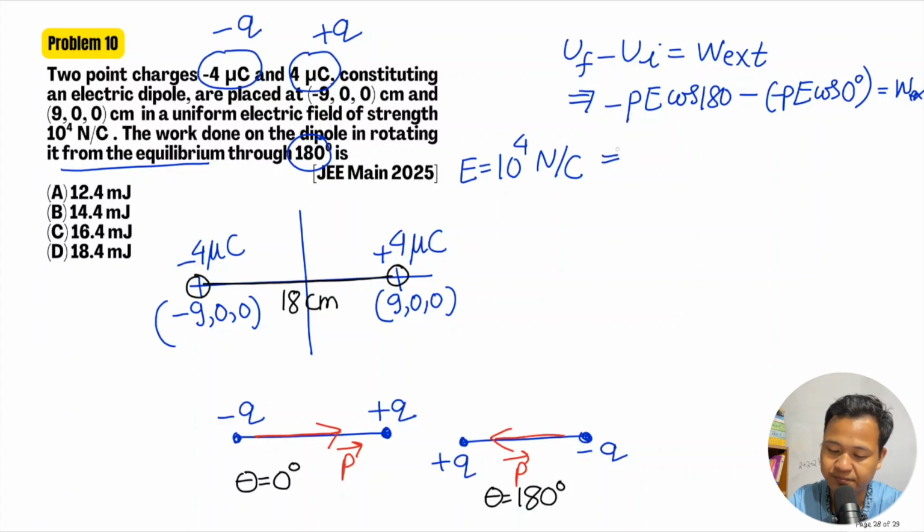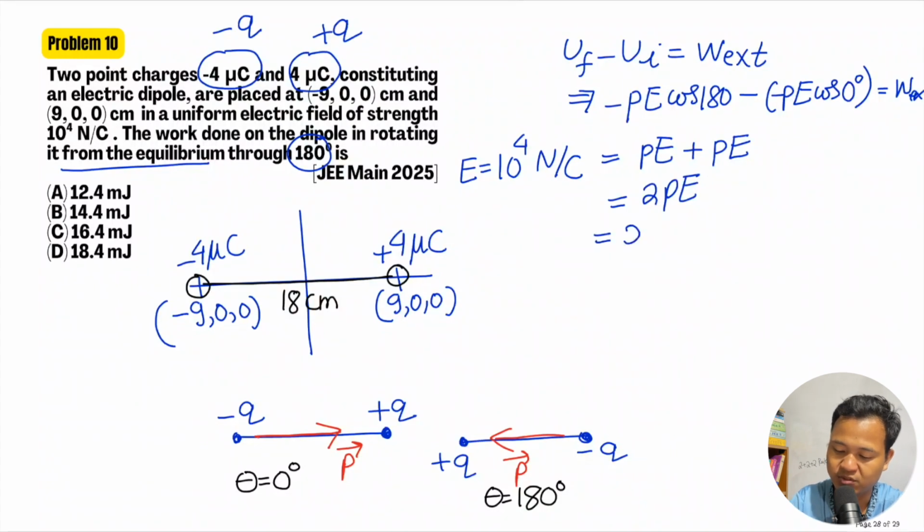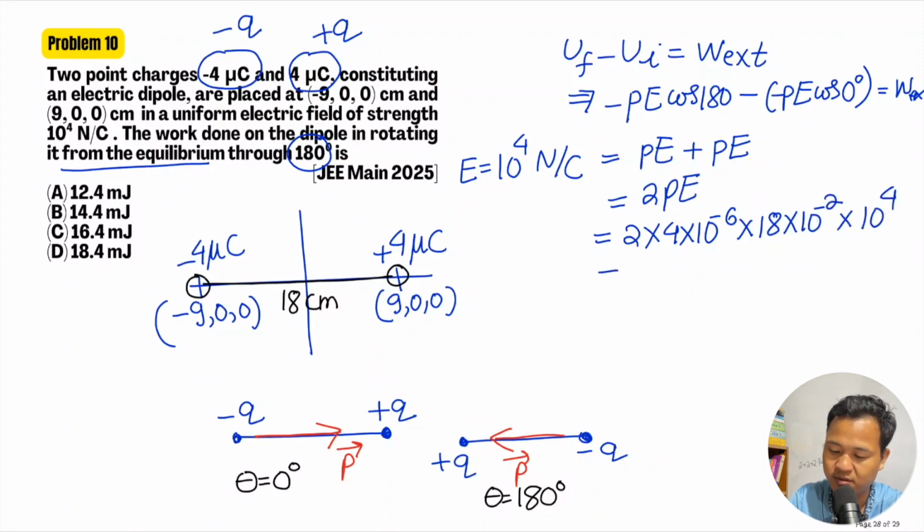Just solve it. Cos 180 is minus 1, so minus times minus gives plus PE, and minus plus cos 0, which is 1, gives plus PE. So that means you have 2 times PE. Putting in the values: 2 into P, which is Q into 2a, so 4 into 10 power minus 6 into separation 18 into 10 power minus 2, into electric field 10 power 4. Okay, solve it.